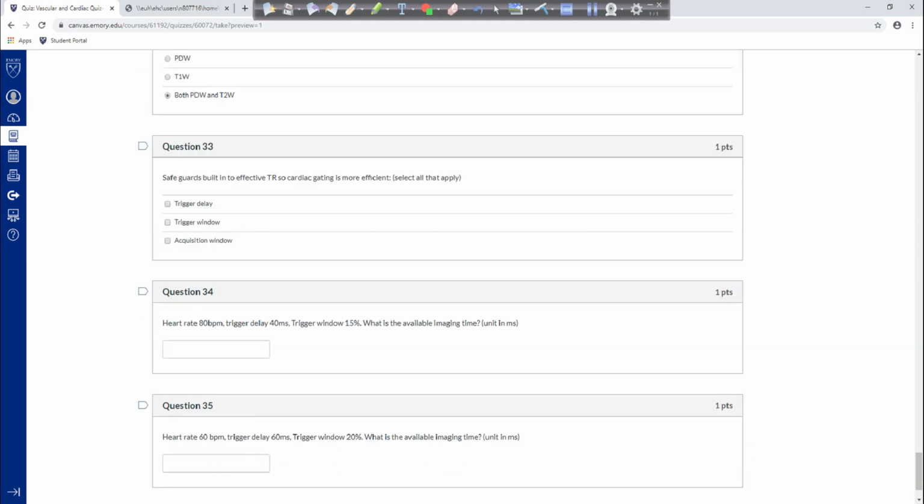Our safeguards built in so that we don't get motion on our image for prospective gating. Those are our trigger delay and our trigger window. Those are our safeguards. And then our acquisition window is basically the available imaging time. That's not our safeguard. Trigger delay is usually in milliseconds, and trigger window is expressed in a percentage.